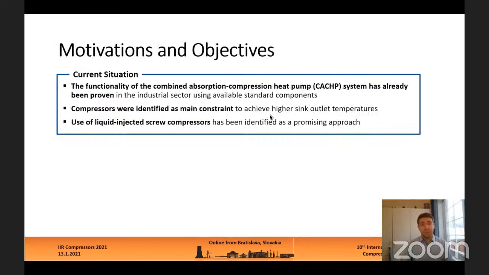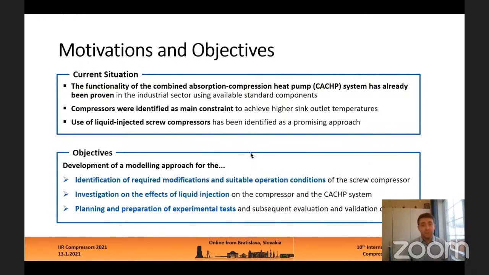Motivation and objectives. The current situation is that the functionality of the combined absorption heat pump system has already been proven, and it was also used in a first application in the industrial sector. Nevertheless, there are a lot of improvement potentials, for instance increasing the achievable outlet temperature. For this, the compressors were identified as the main constraint to achieving higher outlet temperatures, and the use of liquid injected screw compressors has been identified as a promising approach to overcome these problems and solve the challenges.